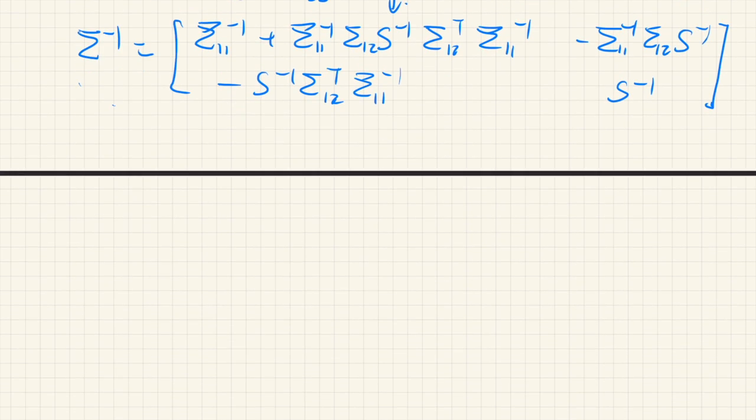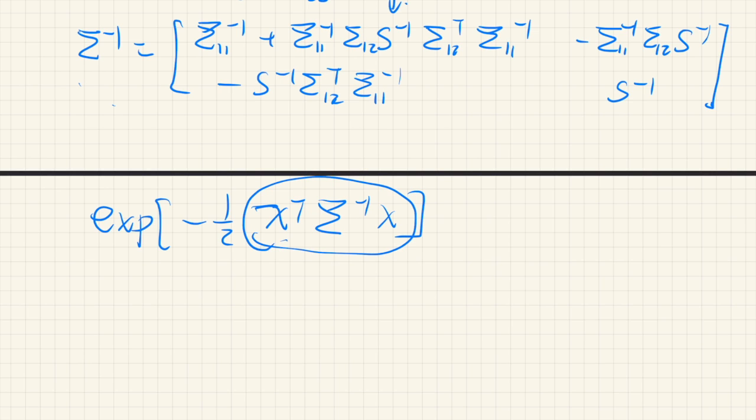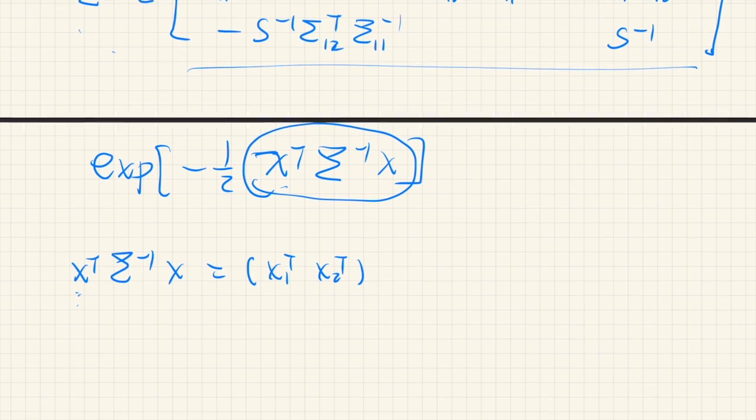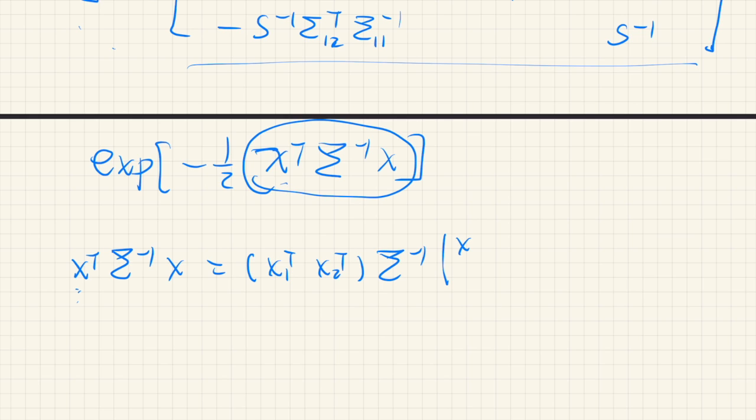Now we look at the exponent of the exponential function in the density function. So the exponent is this part: x transpose sigma inverse x. Let's consider only this part. We split x into two parts, so that it's x1 transpose, x2 transpose. And now we have this thing. Let's write it like this for now.